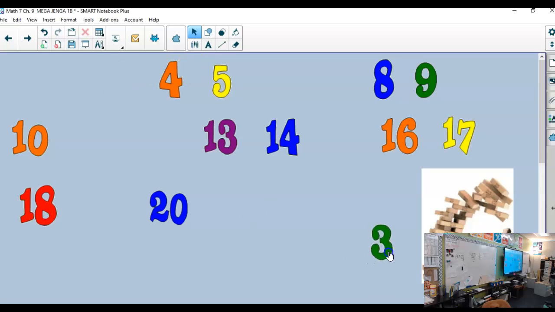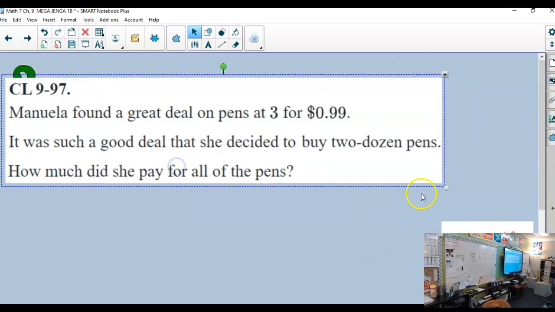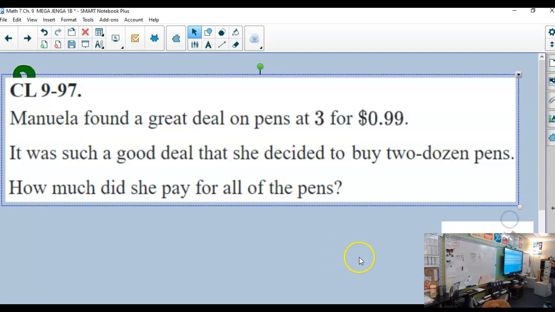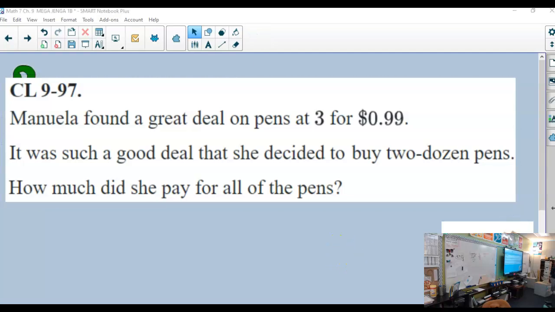3. How much did she pay for all of them? Unfortunately, we only have like 5 minutes left. Are we assuming that there's no tax and it's actually $0.99? Yes. It makes the math better, honestly.